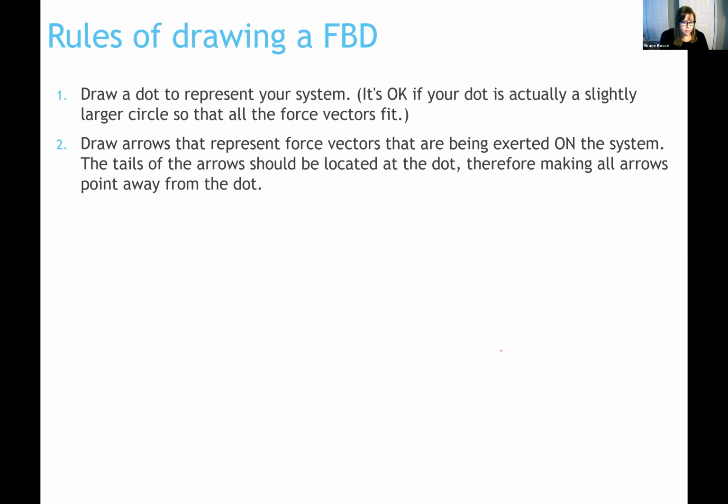Then we want to draw the force vectors. We're going to draw them like arrows, just like every other vector we've ever drawn. It's like an arrow where the length of the arrow represents the magnitude of the force. The direction of the arrow tells me about the direction of the force. And we want the tails of the arrows to be located near the dot so that all of our force vectors are pointing away from the dot. This is just a convention to make your diagram look consistent with other people's diagrams. So just try to do this as much as you can, just so that your diagrams look consistent to other diagrams.